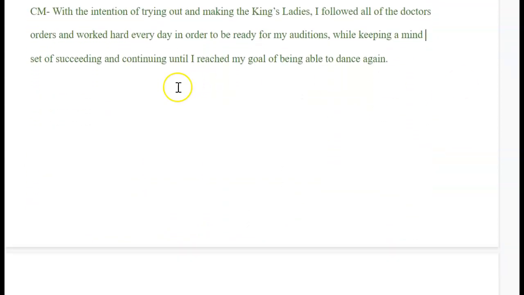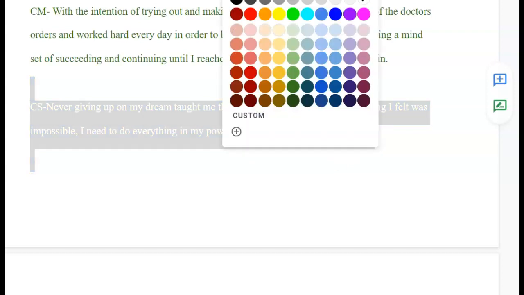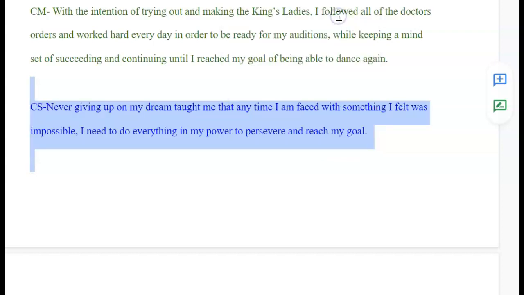Now I have to conclude my paragraph because a Jane Schaffer one chunk paragraph is 5 sentences long about your topic. Your concluding sentence ties back to blue because you're wrapping it up like a little bow at the end. So my conclusion is, never giving up on my dreams taught me that anytime I am faced with something I felt was impossible, I need to do everything in my power to persevere and reach my goal.